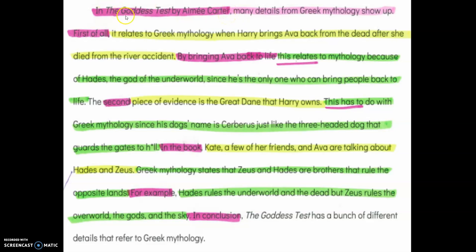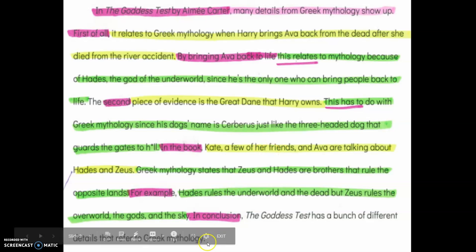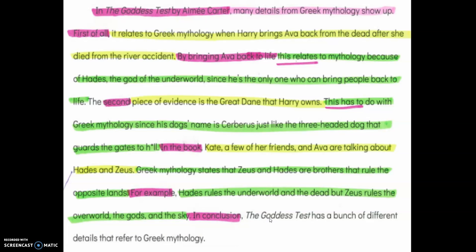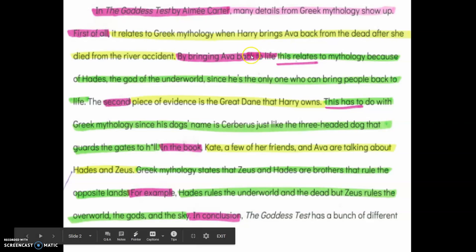In this case, in The Goddess Test by Amy Carter, it's introducing the claim. First of all, introduces the first piece of evidence. Second, introduces the second piece of evidence, and in the book, introduces the third piece of evidence. In conclusion, introduces the concluding statement. And you can see that this person also had a few other transitions in here, introducing their explanation of their evidence, which is awesome.